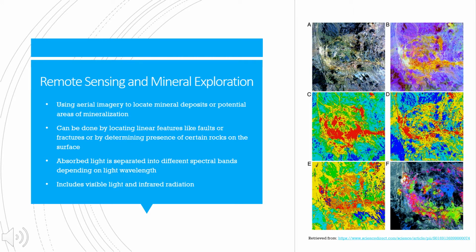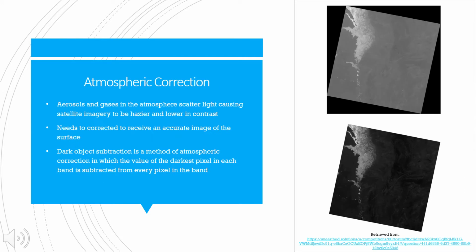certain light wavelengths. From geological theory, we know that mineral formation is highly correlated with linear features like faults and fractures, and also with the presence of certain hydrothermally altered rocks. Remote sensing allows you to identify both of these, and so it is a very effective and convenient method for locating minerals.